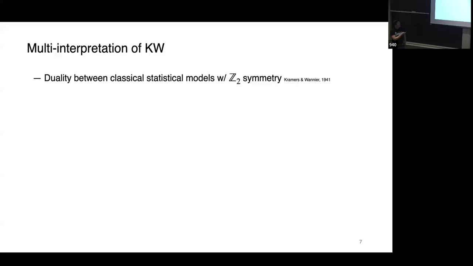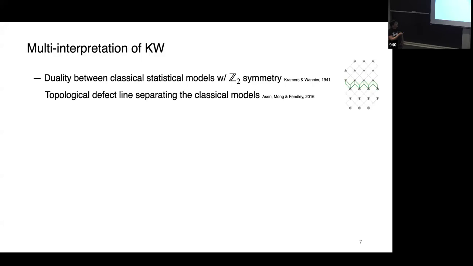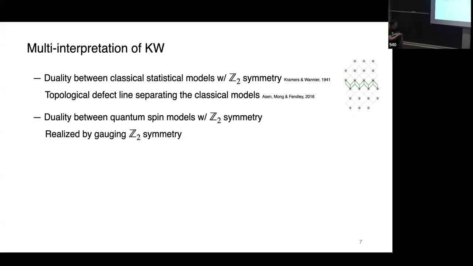So back in the last century, Kramers and Wannier designed these dualities to map classical models with Z2 symmetries from high temperature to low temperature. Therefore, they can find the phase transition point. And recently, it is realized by some topological defect lines separating the classical models. And in the quantum sense, it is a duality between quantum spin models with Z2 symmetries that I showed you, and it is realized by gauging Z2 symmetries. And further, it becomes a non-invertible symmetry at the critical lines.